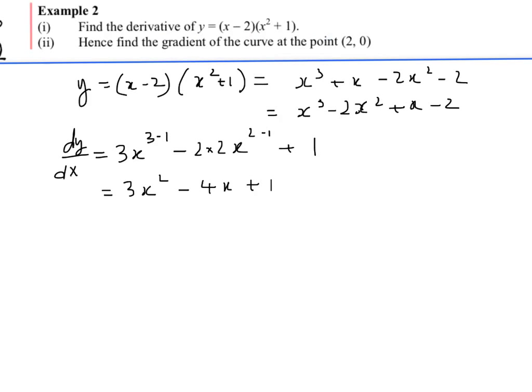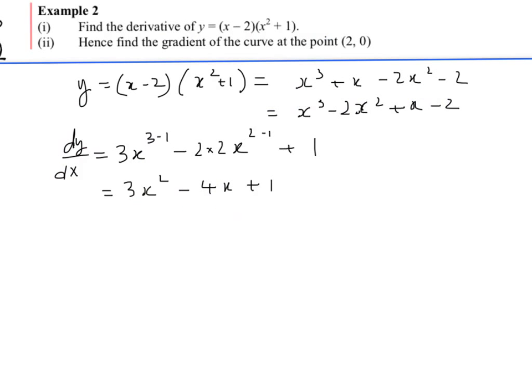So that's the derivative. Now it asks us to find the gradient of the curve at a certain point. Now this is what's going on. When we differentiate, this dy over dx is the gradient of y. So if you look carefully, here's a cubic, and over here we've got a quadratic. So this quadratic is the gradient of this cubic, and later on we'll have a look at this in more detail.